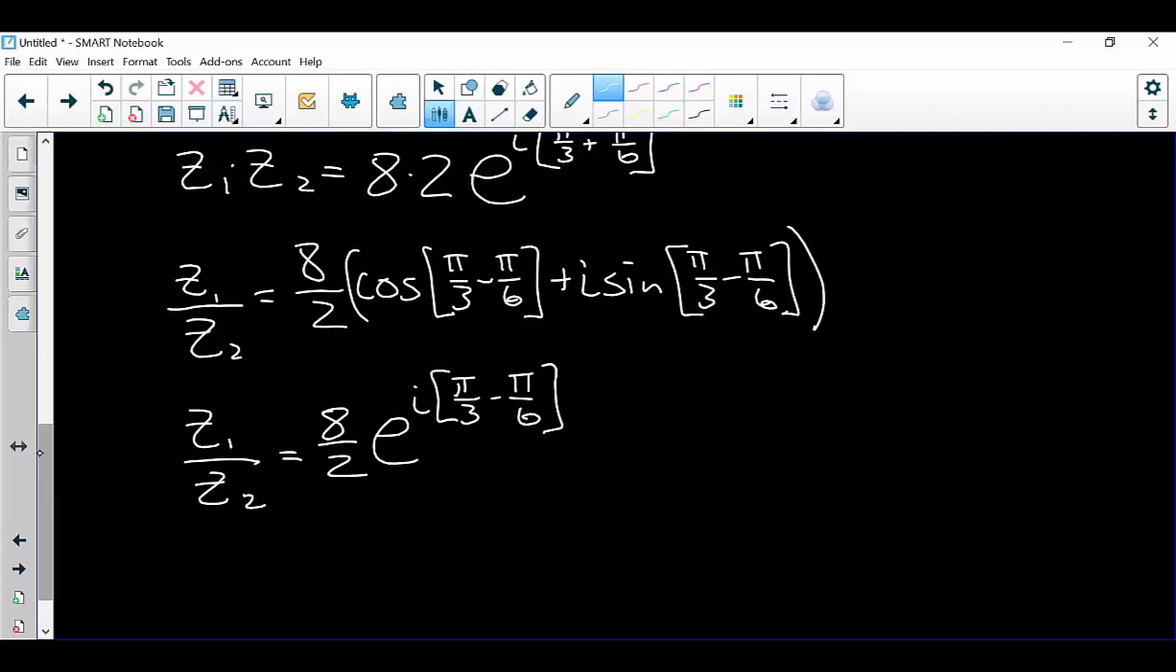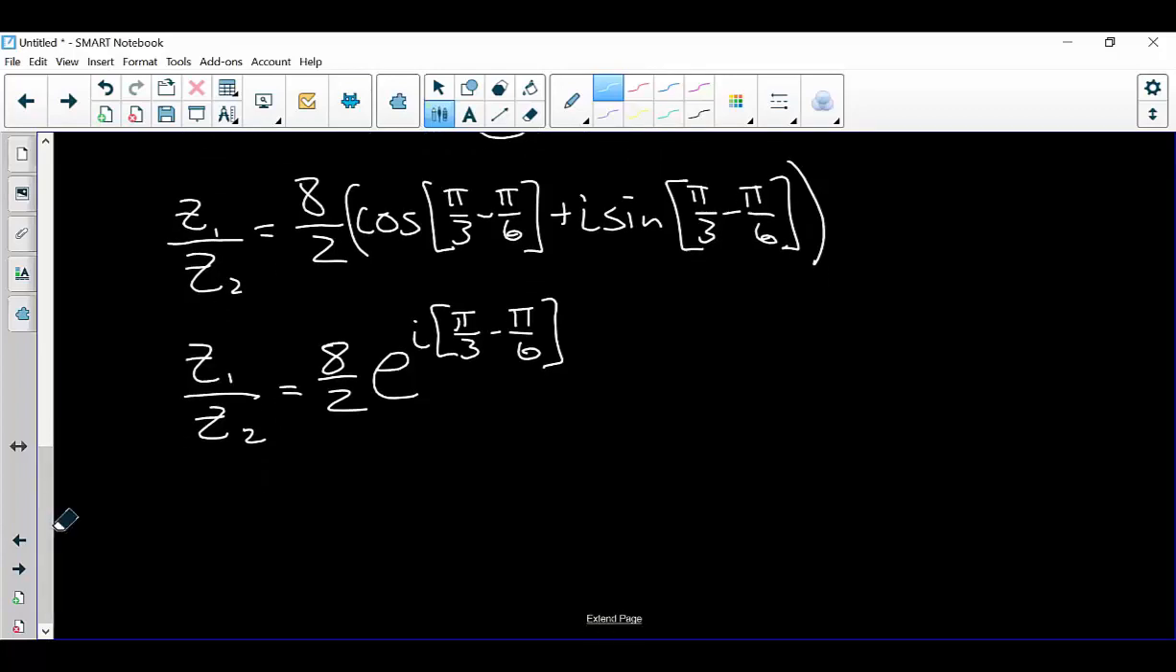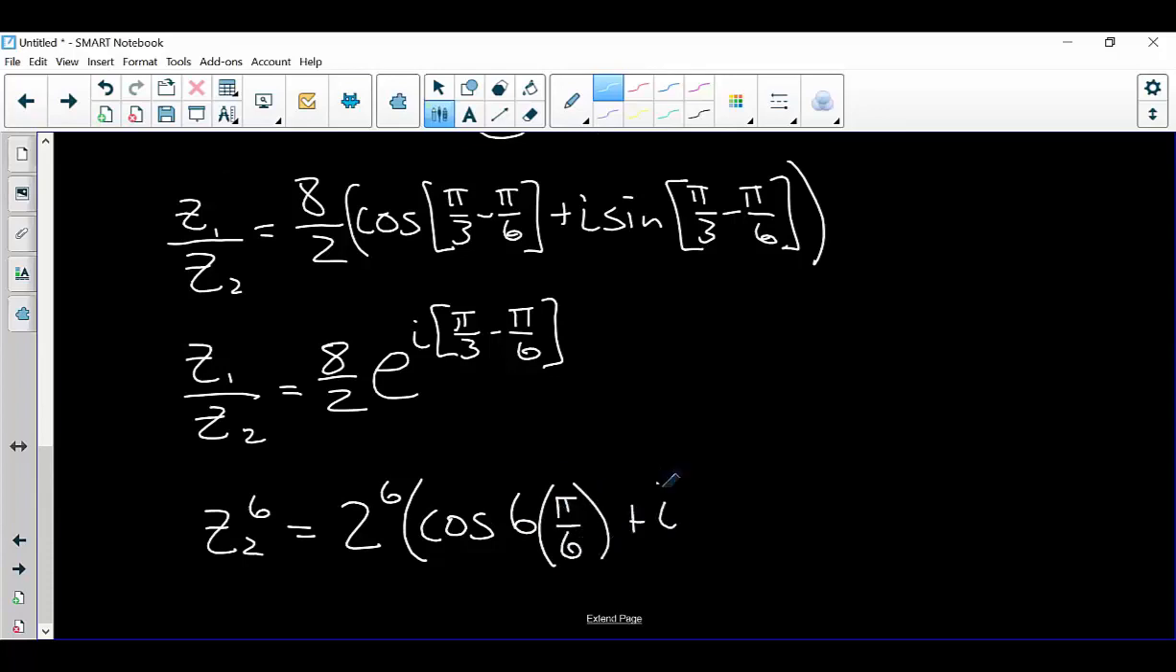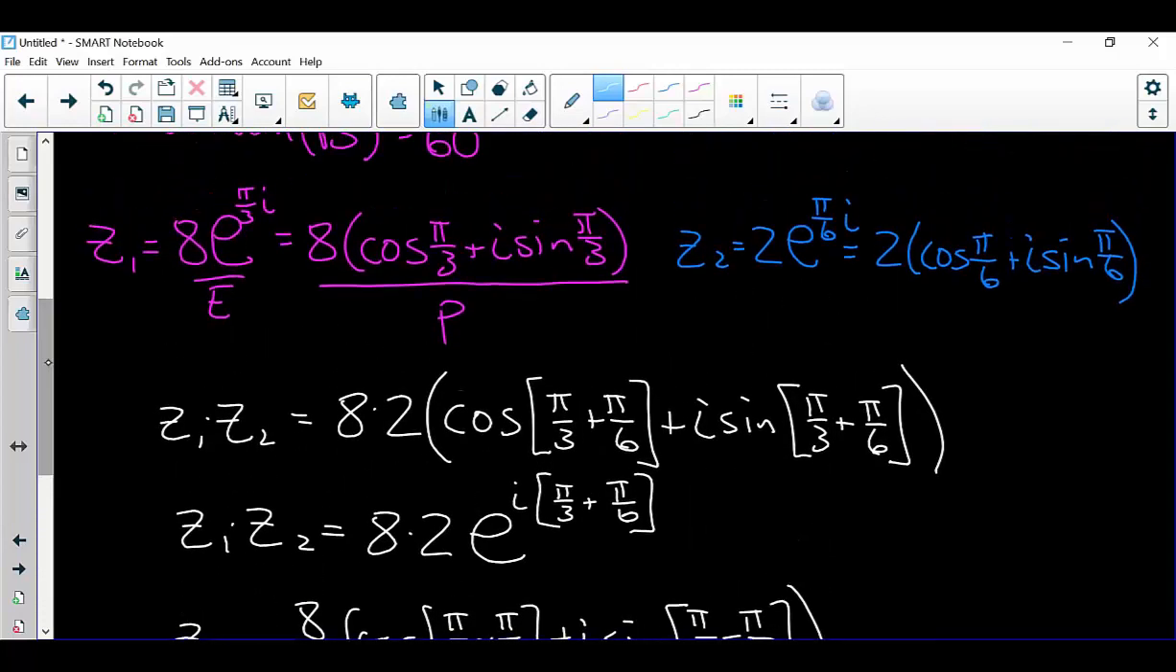But now, let's look at this. Let's suppose I want Z2 raised to the 6th power. Z2 raised to the 6th power. Well, that's going to be 2 to the 6th power cosine of 6 times pi over 6 plus I sine 6 times pi over 6. See? Because remember, this right here is Z2. So I just raised 2 to the 6th power and then 6 times pi over 6.